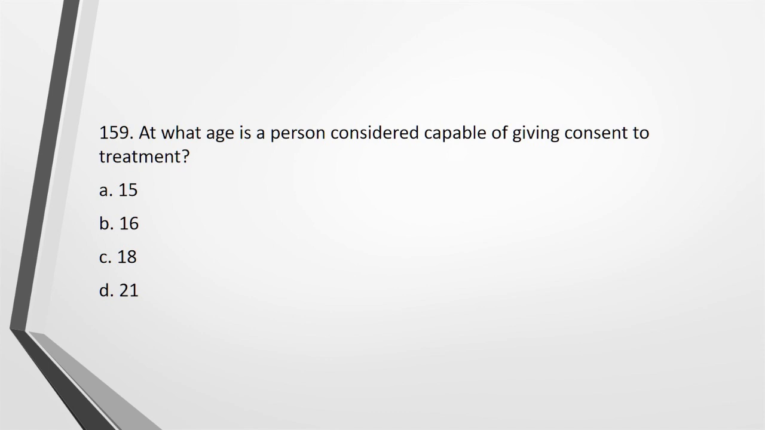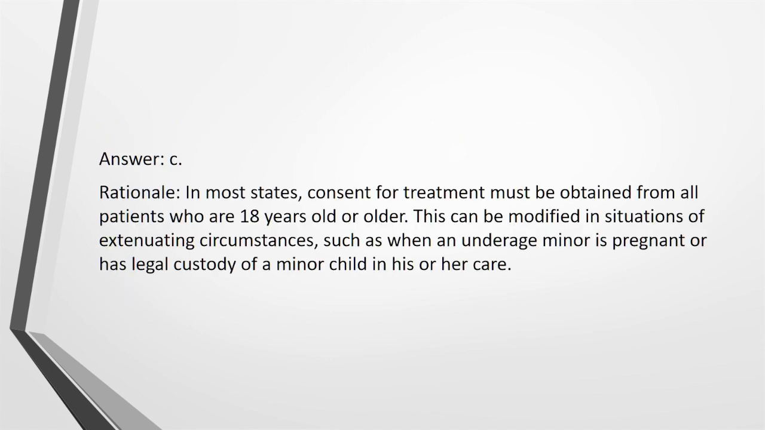159. At what age is a person considered capable of giving consent to treatment? A. 15. B. 16. C. 18. D. 21. Answer: C. Rationale: in most states, consent for treatment must be obtained from all patients who are 18 years old or older. This can be modified in situations of extenuating circumstances, such as when an underage minor is pregnant or has legal custody of a minor child in his or her care.